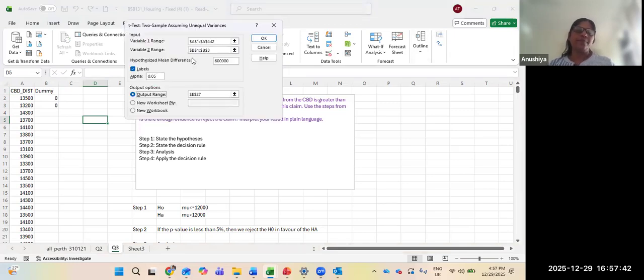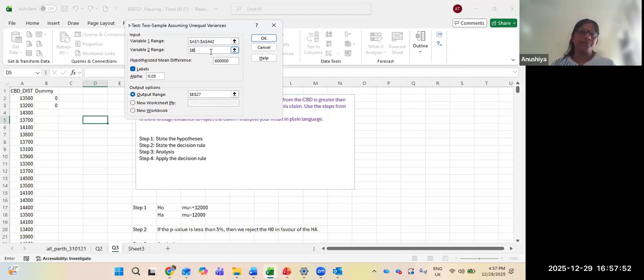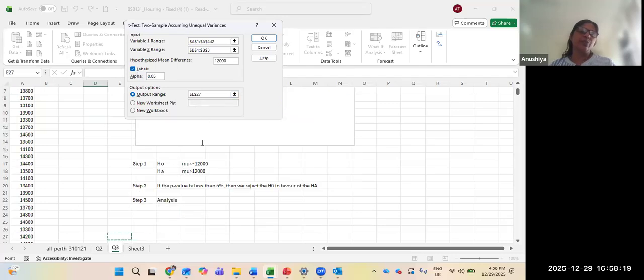So if I click OK, it is asking for the input range. The variable 1 range is this one. The variable 2 range is this one. The hypothesized mean difference is 12,000, since we are going to test that hypothesis. And the alpha level is 0.05. I have selected the column headings while selecting the variable names, so I tick the labels box, and then I need to set the output range here.